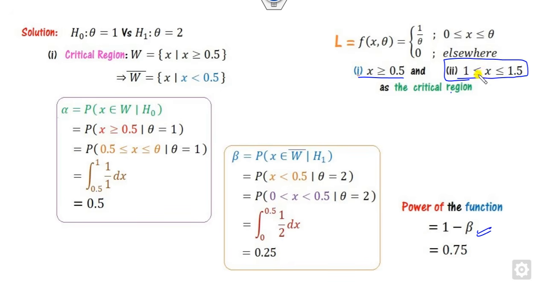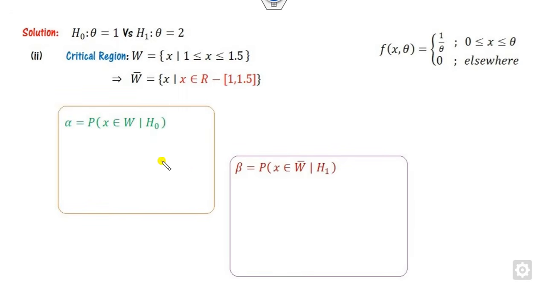Now in this case, this is my critical region, so I consider this as my W. What is the opposite of this? W bar is all of the real line minus this. Your target is to define the value of alpha and beta. What is alpha? x belongs to W. So we can write it this way.